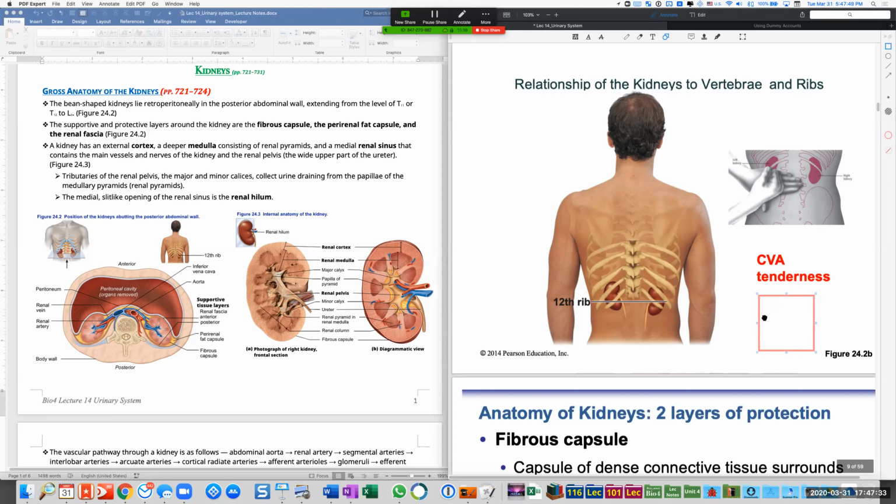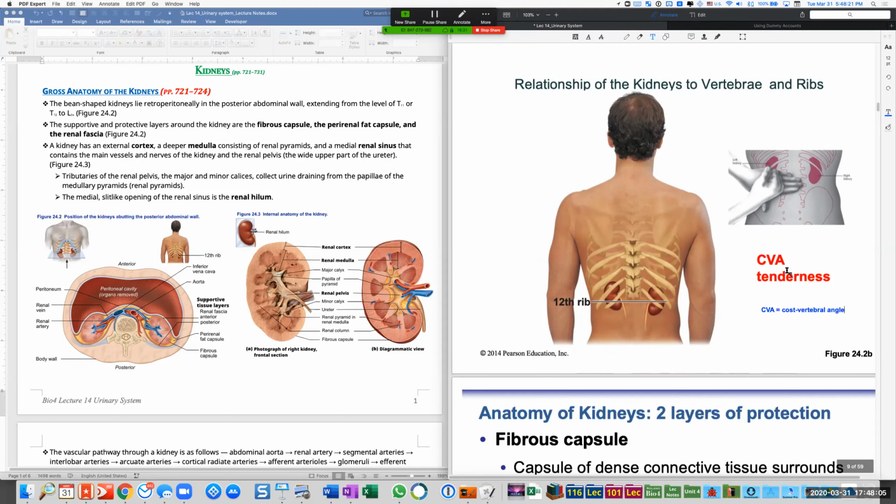Here, I just want to mention that you're not responsible for knowing everything in these slides. Focus on what's in here, but I'm just making a note right now because there's more white space over here. So the CVA here stands for costovertebral angle. This is the approximate location of your kidneys. It's more posterior than anterior, as you can see here.